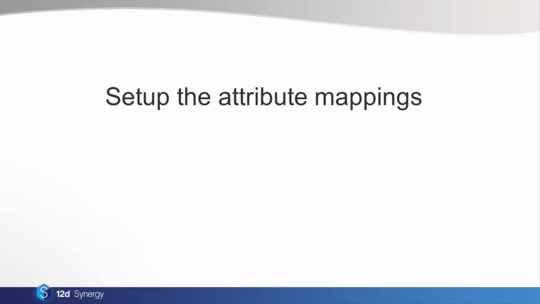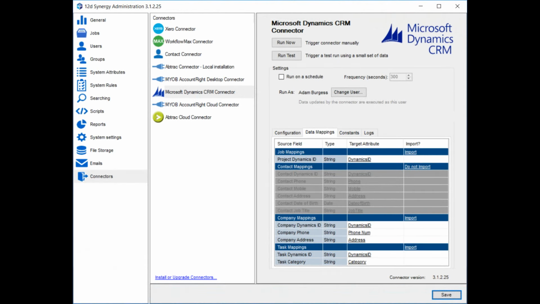Next, I'll demonstrate how to map the data you wish to import field by field into Synergy attributes. Before you start, spend some time understanding which data you want to import into Synergy. The data will consist of entities and fields. Entities such as jobs and contacts, fields such as name, created date, phone number, etc. This is the Data Mapping tab. Here you can set up where in Synergy each of the external fields will get stored. You can see that it's broken down into job mappings, contact mappings, company mappings, task mappings.